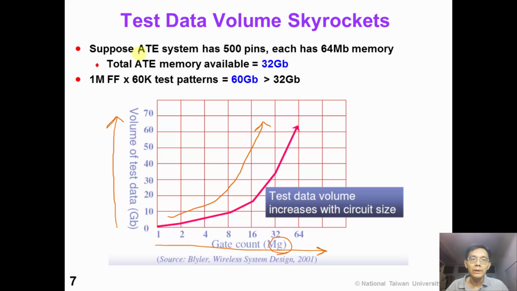Suppose that we have an ATE system that has 500 pins. Each pin has 64 megabits of memory. Then totally, this ATE available memory is 32 gigabits. Suppose that in our design we have 1 million flip-flops and we generated 60,000 test patterns. So the total amount of scan data is 60 gigabits, which is larger than the ATE memory. In this case, we will need to perform test compression. Otherwise, we cannot fit our test patterns into the ATE.